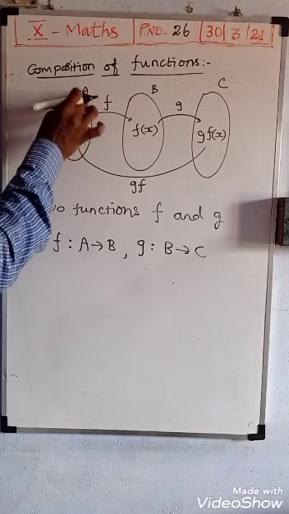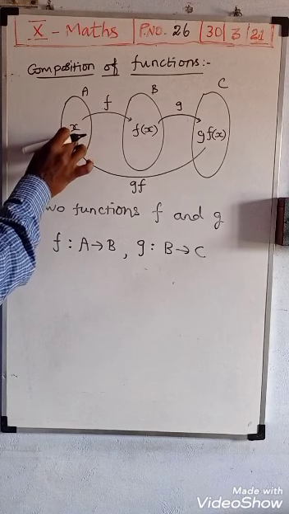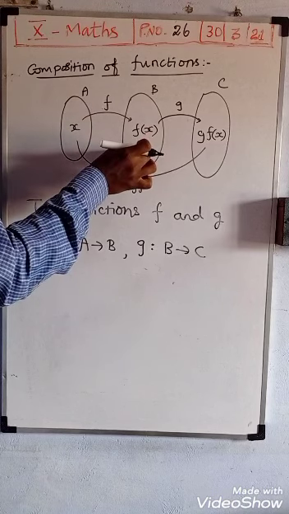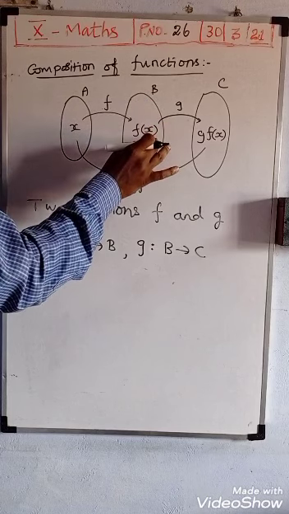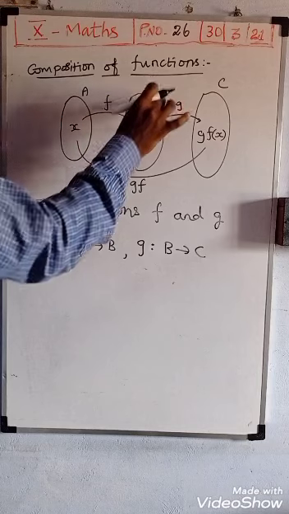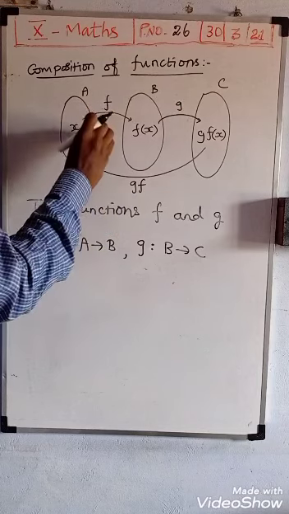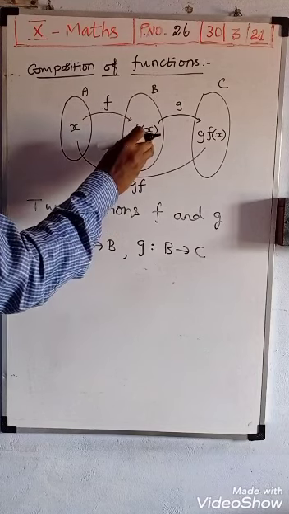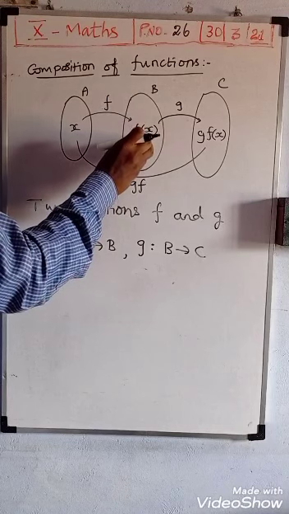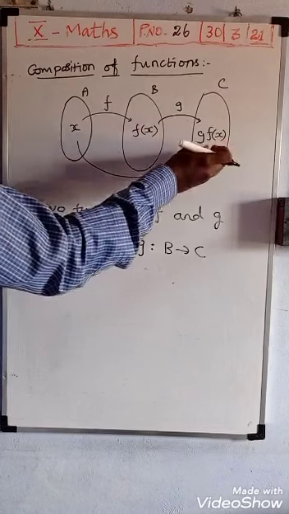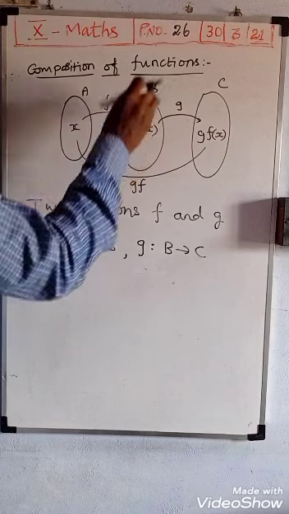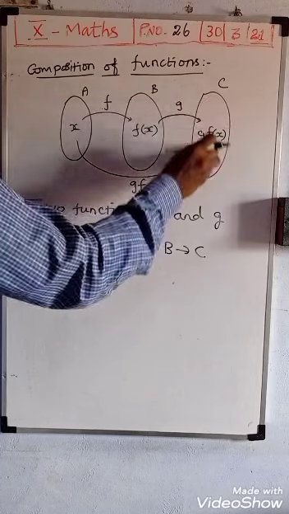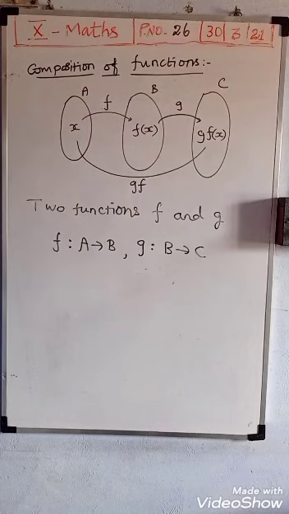The elements of set A are called x. If you substitute the x value in the function f, you will get f of x elements. These f of x elements are the elements of set B. Now after substituting the x value you receive f of x. Again, this f of x value you substitute in the function g, and you will get an element of set C, that is g of f of x. You will get the composition function.